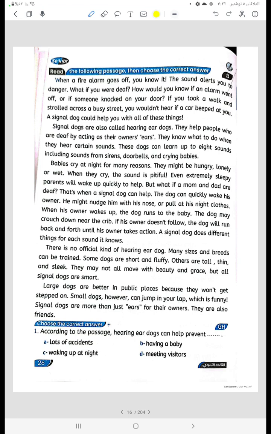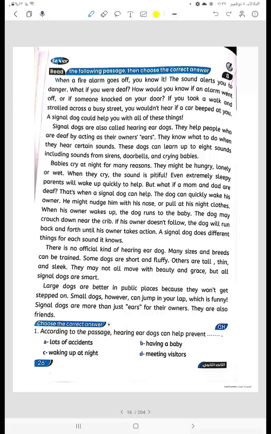Babies cry at night for many reasons. ممكن الأطفال بيبكوا بالليل لأسباب كتيرة. They might be hungry, lonely or wet. When they cry, the sound is pitiful. مؤلم جدا. Even extremely sleepy parents will wake up quickly to help. But what if a mom and dad are deaf? That's when a signal dog can help.